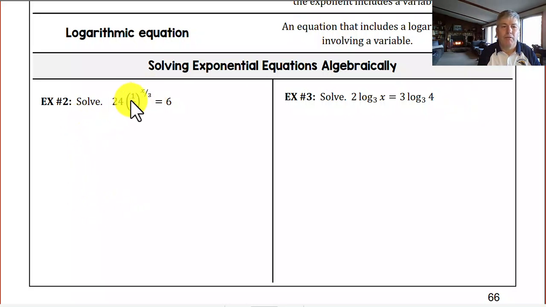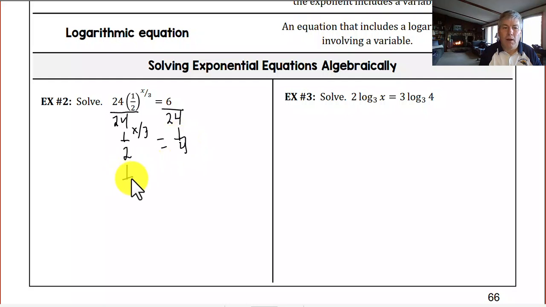In example 2, we have 24 times 1/2 to the x over 3 equals 6. We'll start by dividing both sides by 24. We want to strip things away from our base of 1/2, which could also be looked at as 2 to the negative 1, which we might do. So we get 1/2 to the x over 3 equals 1/4. And 1/4 is the same as 1/2 quantity squared. So we can get the same base here. We don't have to change our base. We can leave it as 1/2.